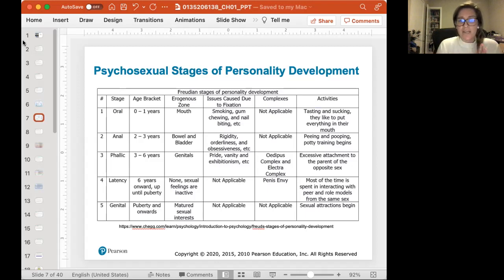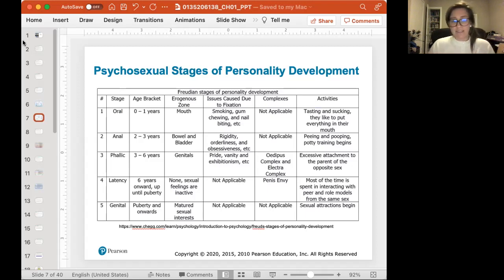Anal stage, 2 to 3 years, the erogenous zone is bowel and bladder. Issues caused due to fixation on the anal stage: rigidity, orderliness, obsessiveness. There's not a complex associated. And then activities of the anal stage include peeing, pooping, and potty training begins.